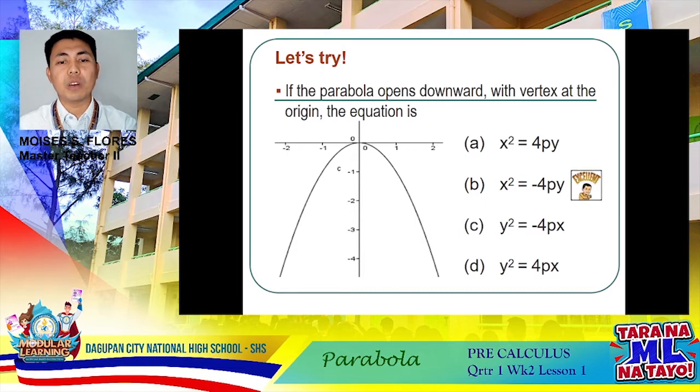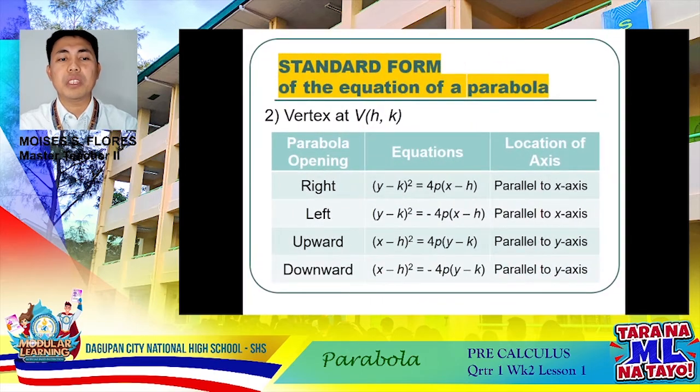Because if it's downward, your variable x is on the second degree, and of course your 4p is negative. If your 4p is positive and the variable x is on the second degree, then it opens upward. Let's take on the second form of your parabola, which is vertex at (h, k).